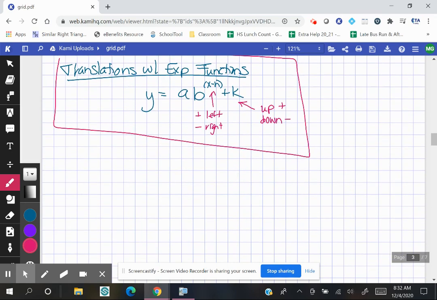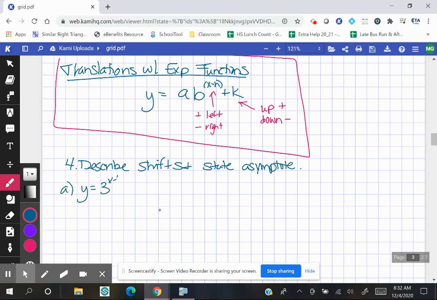All right, so now let's describe the shifts that happen and also state the equation for the asymptote. So describe the shifts or the transformations and state the asymptote. So remember, these exponential graphs are going to have an asymptote. So the first one is y equals 3 to the x minus 4 plus 1.